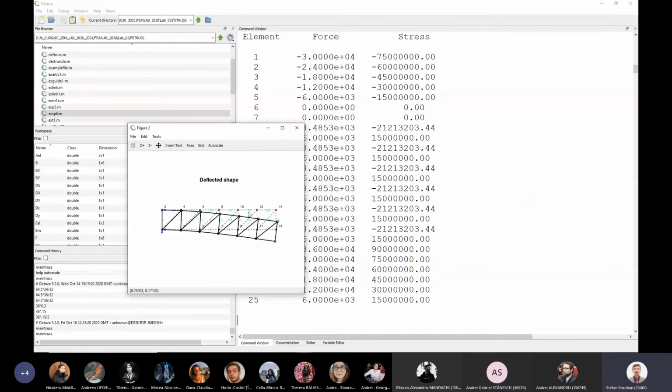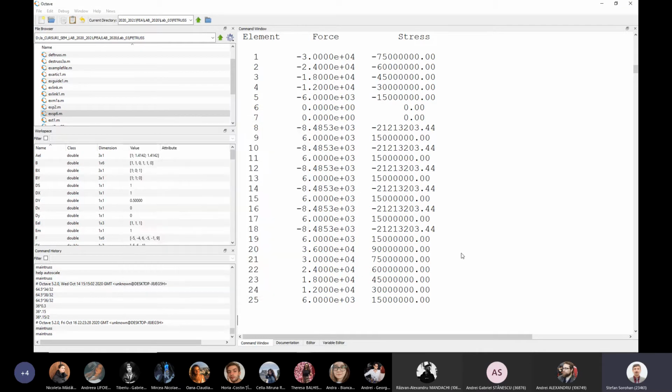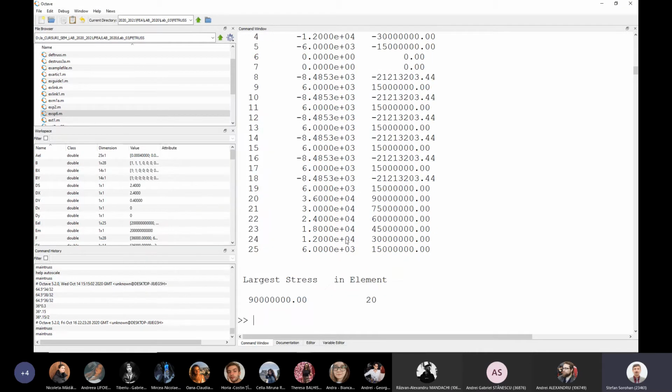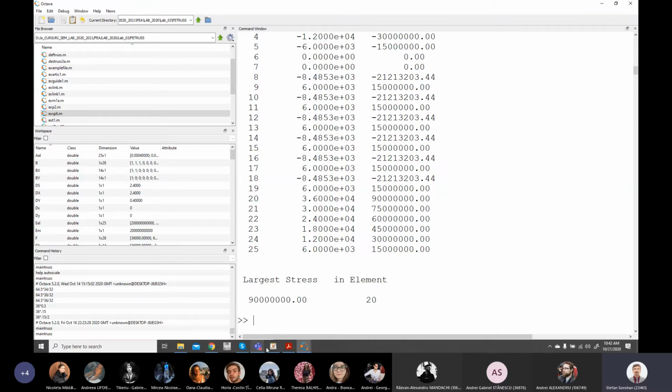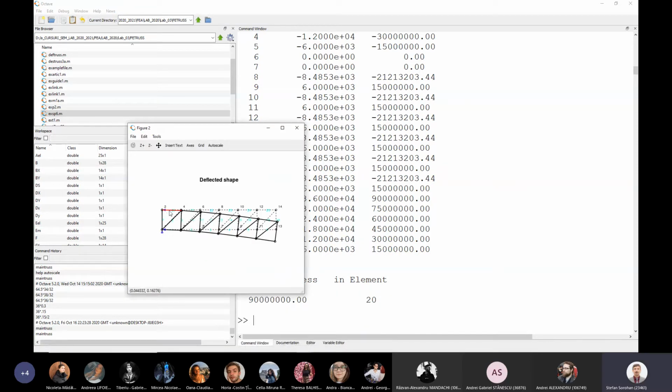And after that, the deflected shape. It's normal, because the force is downward, the displacement is something like that. The reaction forces, the stresses, and the largest stresses in pascals, and it is in element number 20. If you take a look at the picture here, this element was plotted in red. So the most stressed element is this one, 20 in this example.